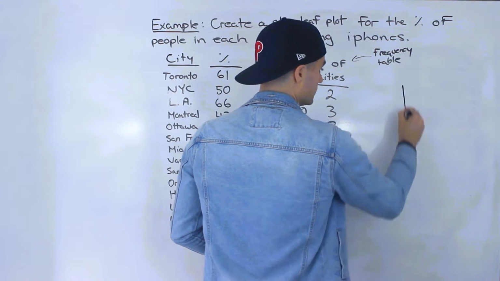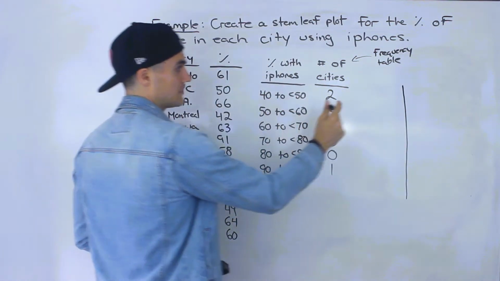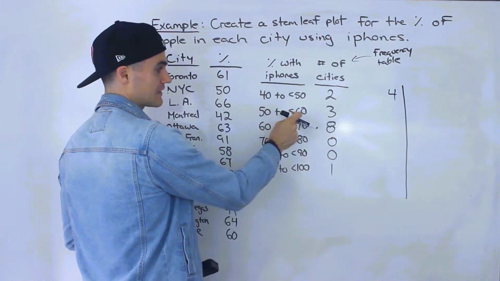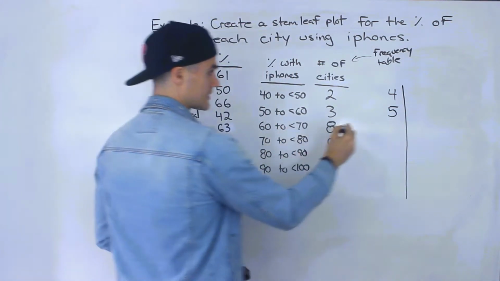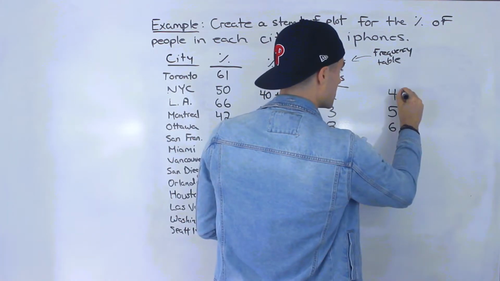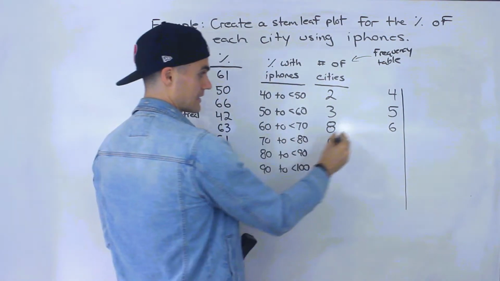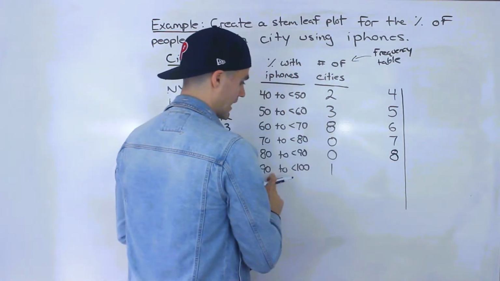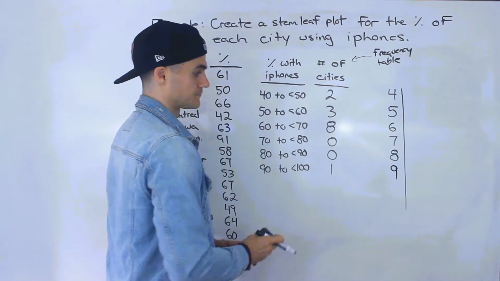So the way this is shown is, instead of saying 40 to less than 50, we just put a 4 here. And then 50 to less than 60, we would just put a 5. Then 60 to less than 70, we would just put a 6. Let's make this line a little bit more straight. 70 to less than 80, we would put a 7. 80 to less than 90, we would put an 8. And then 90 to less than 100, we would put a 9.